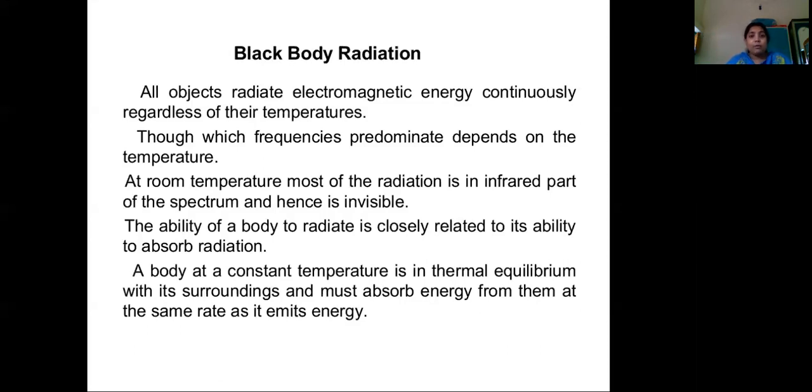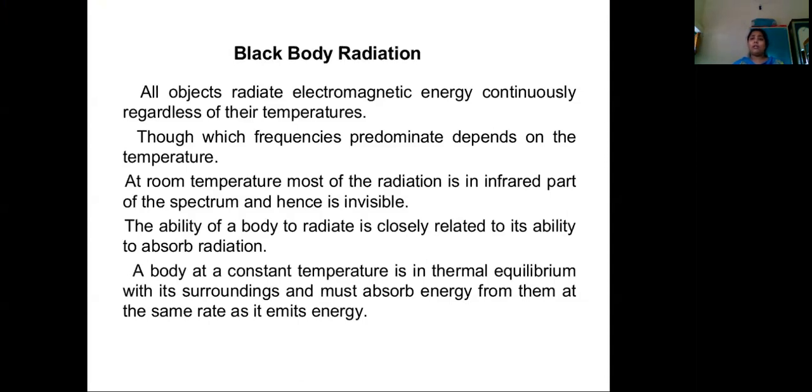Now, a black body is a body which has absorptive power 1. That means it will absorb all the radiation which is incident on the black body. It will not reflect back any radiation. But if a black body is heated to different temperatures, then it emits radiation of different frequencies. So a black body can emit or absorb radiation of all frequencies.